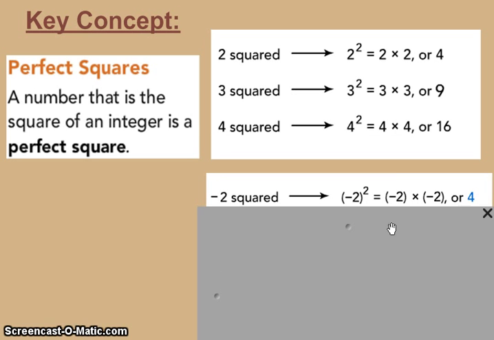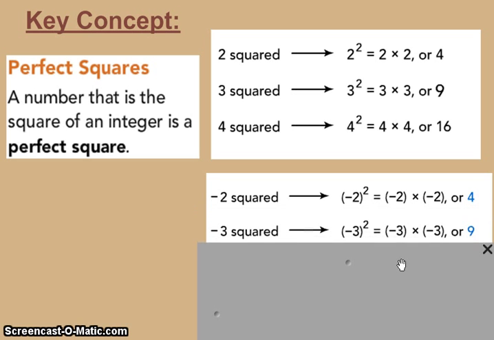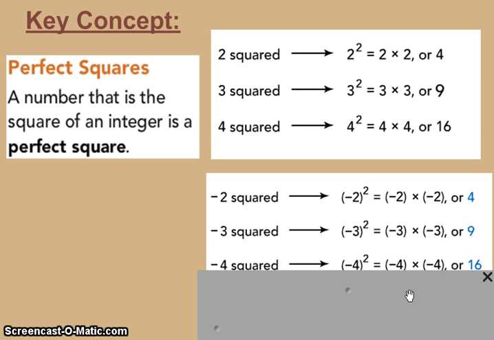Now, think about negative numbers. Negative 2 squared is also 4. Negative 3 squared is also 9. And negative 4 squared is also 16.